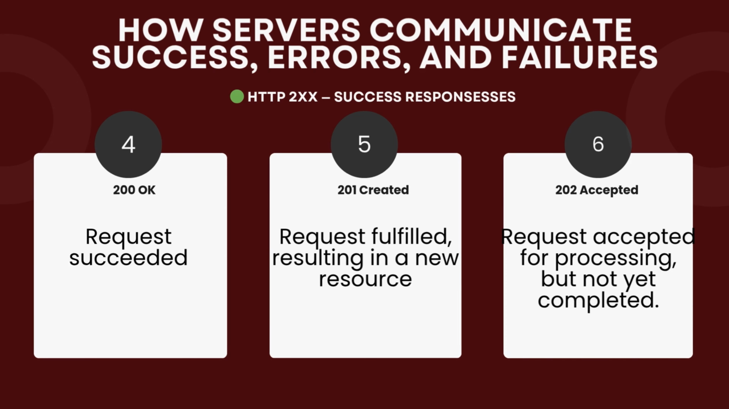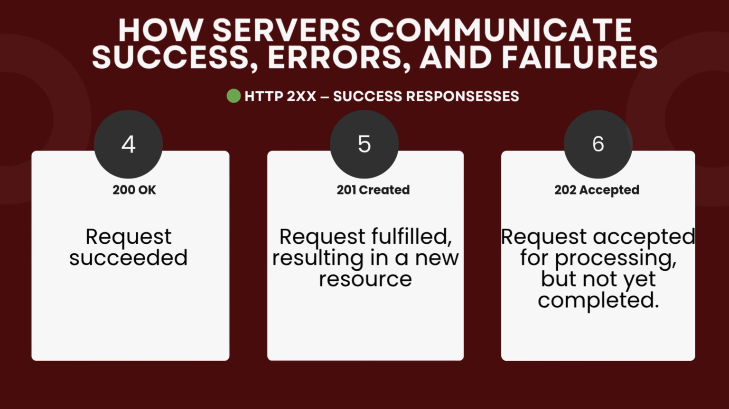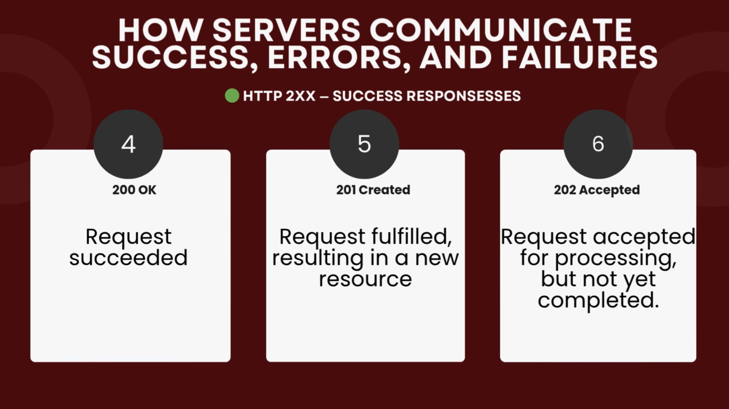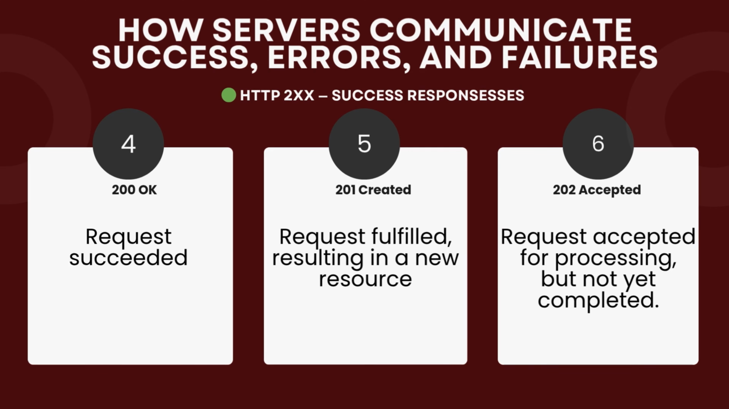Moving on, we have what we call the HTTP 200s, the success responses. First and foremost, we have the 200 OK. That means it is communicating to you, as the architect or the software engineer, that your request succeeded. 201 Created means request fulfilled, resulting in a new resource, or that something new was created. We also have the 202 Accepted, request accepted for processing but not yet completed, which is very, very important.